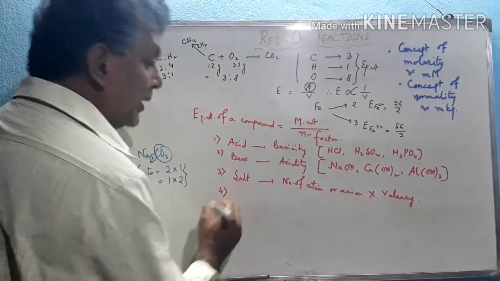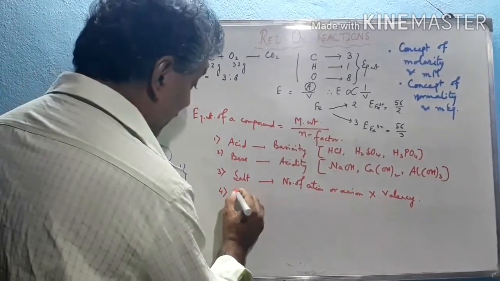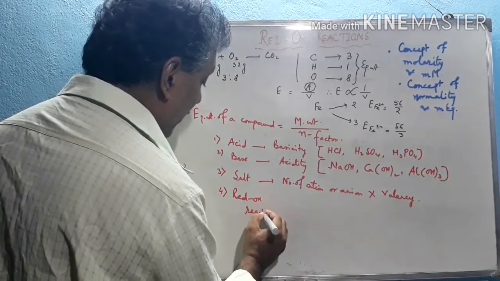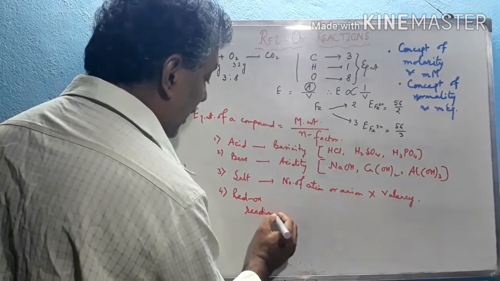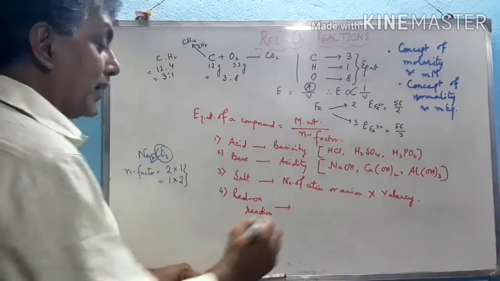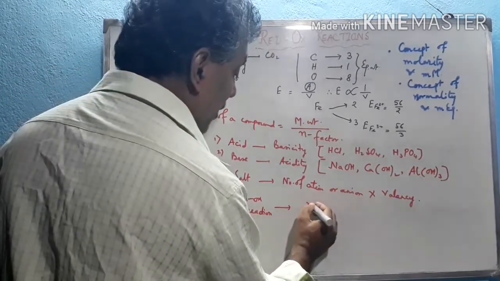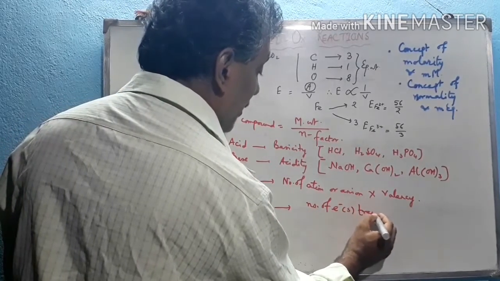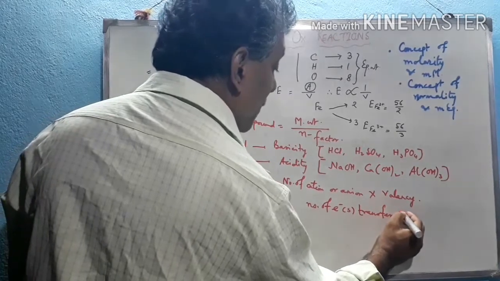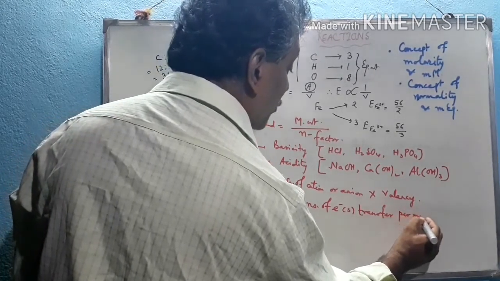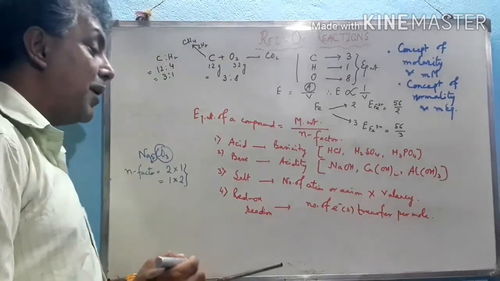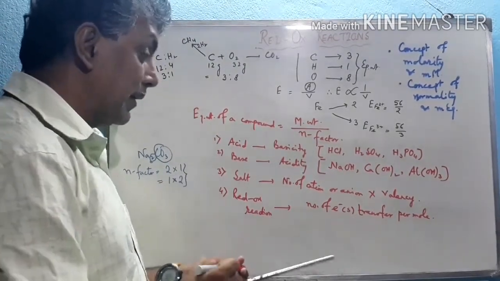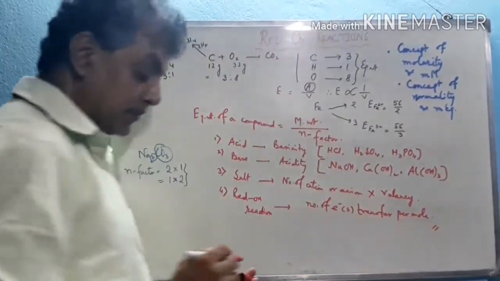So these are the n factors of some acids, bases and salts. Now, if we calculate the n factor for a redox reaction, for either an oxidant or a reductant, the n factor is nothing but the number of electrons transferred per mole, with respect to only 1 mole. How many electrons are transferred with respect to 1 mole? This is the n factor for a redox reaction.